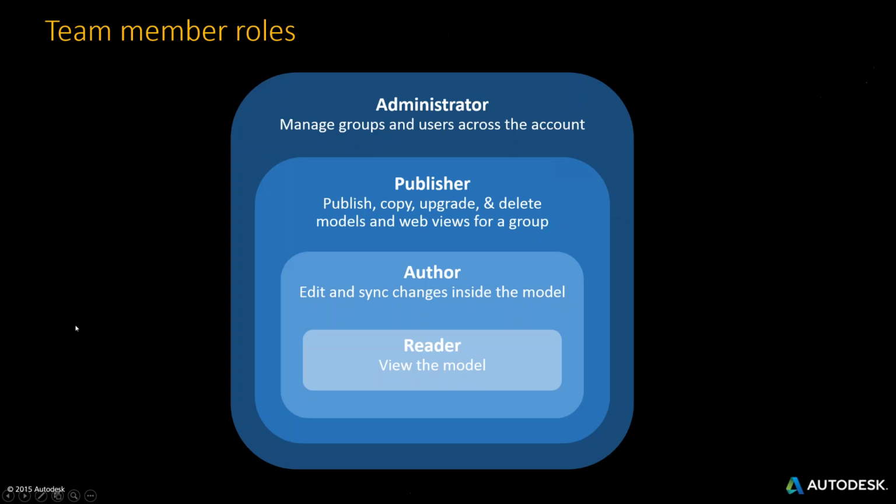So now I'm just going to cover the roles. So let's start at the bottom. The lowest or the least number of permissions is the reader, so they can view the model. The author can do everything the reader can, plus they can edit and sync changes that they make inside the model. Publishers have the ability to publish, copy, upgrade, and delete models and web views for the group. The administrator has more permissions, all of the below, but also they're able to manage the groups and users across the account.